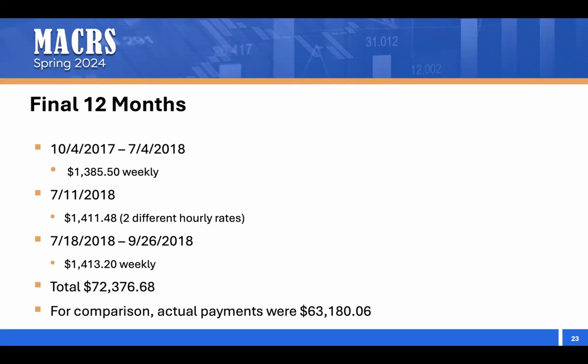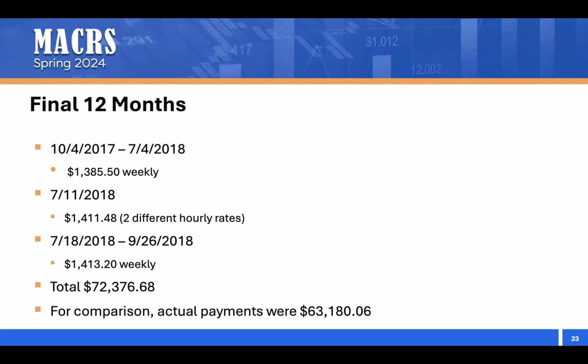There'll be sort of an in-between week, and then once we get to 14, 13, 20 as his new rate, that's going to be the weekly one up until the end of his last check in September. So when we make all the 40-hour adjustments, we come up with a total of $72,376, which is different than what he was actually paid. He was actually paid $63,180.